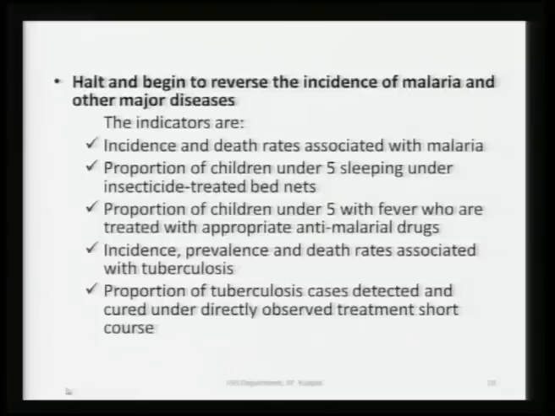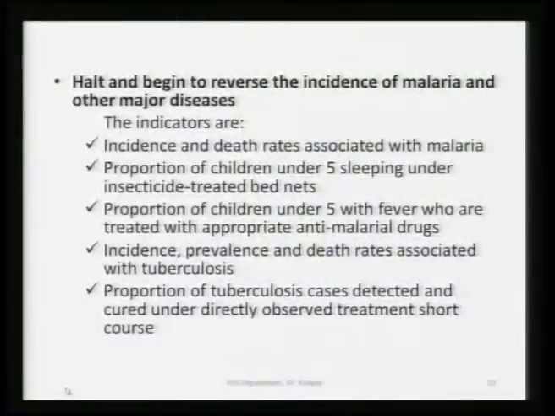Tuberculosis is closely linked with HIV. According to one estimate, nearly 60% of those infected with HIV are likely to develop tuberculosis later when they have AIDS. Due to reduction in the immune system, if they come in contact with the tuberculosis bacteria, they develop tuberculosis more easily than those who are not suffering from HIV. Then the proportion of tuberculosis cases detected and cured under the directly observed treatment short course, the DOTS program.